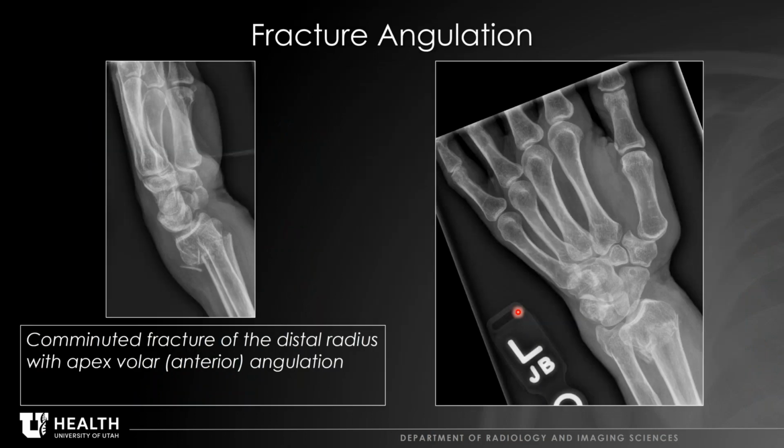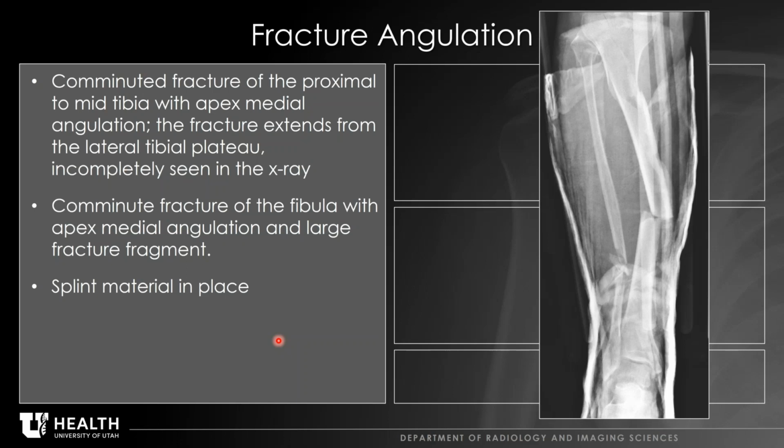So here's another example. This is another Colles fracture. It's a comminuted fracture of the distal radius with apex volar or anterior angulation, like this. So I find this the easiest way to describe it because I just remember the point or the apex of the angle is pointing in one direction, and that's why I use it that way. Otherwise, I'd get confused.